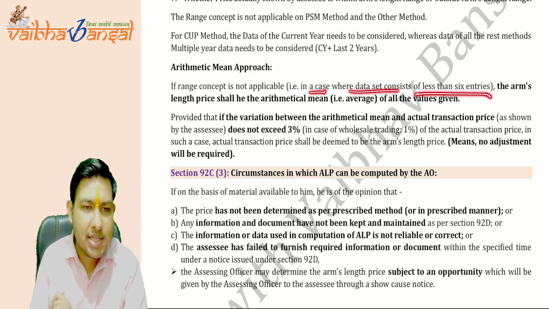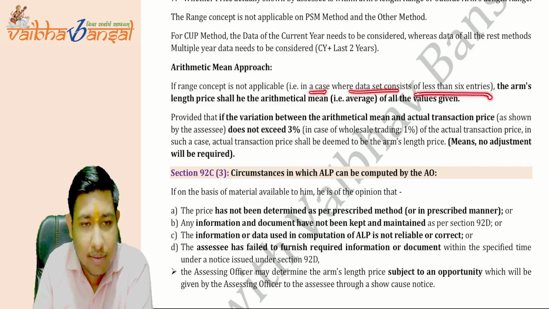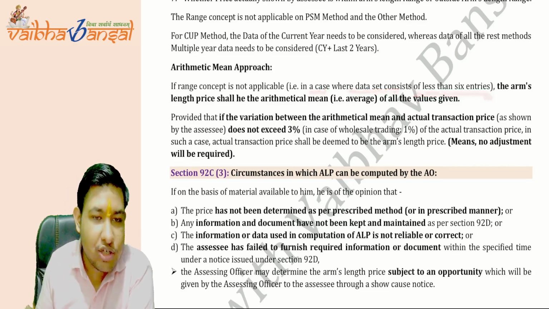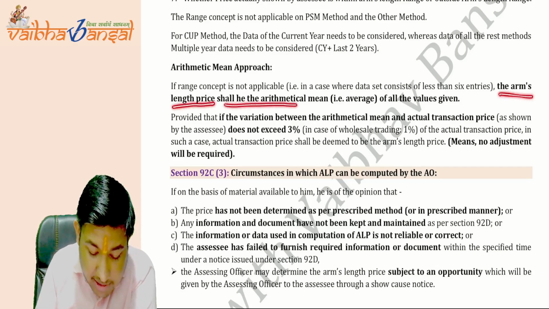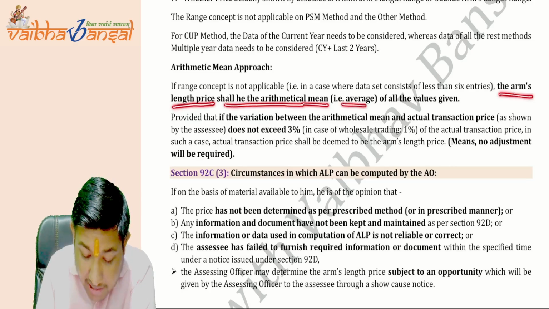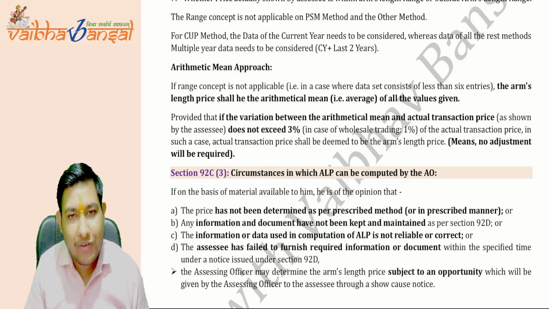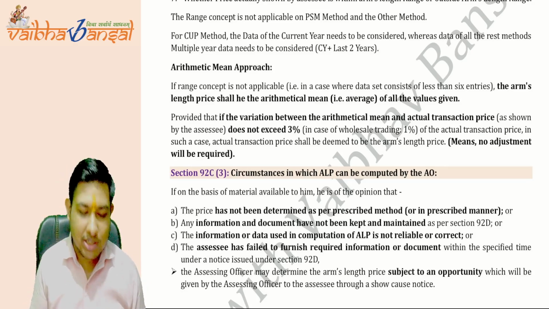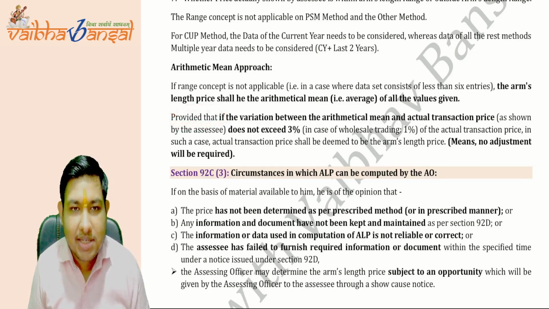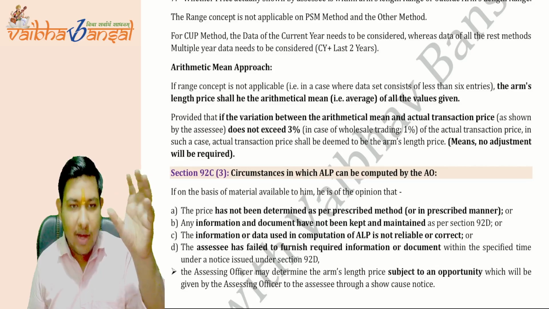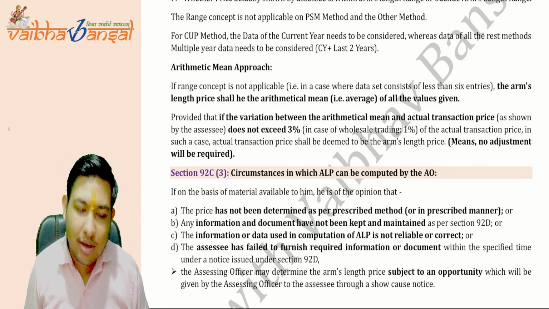Or there may be cases like the PSM, or other methods, where the range concept is not applicable. The arm's length price shall be the arithmetical mean, that is, the average of all the values given. So you just take the simple average of all the values given, and you will get your answer, provided that there is some exception to it. Provided that means whatever we have said just above, we are providing certain exemptions or exceptions to that point.